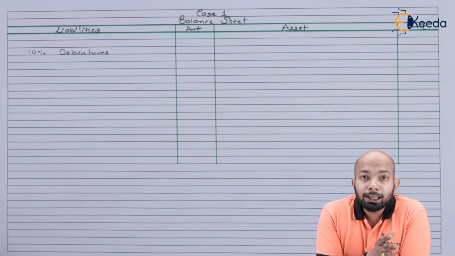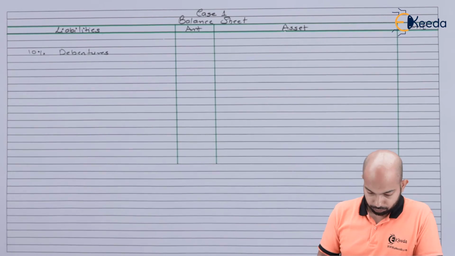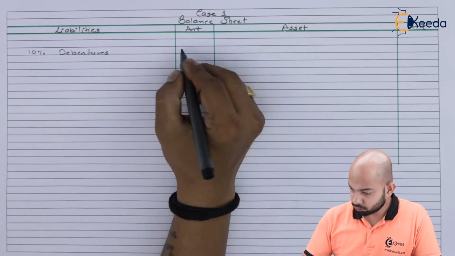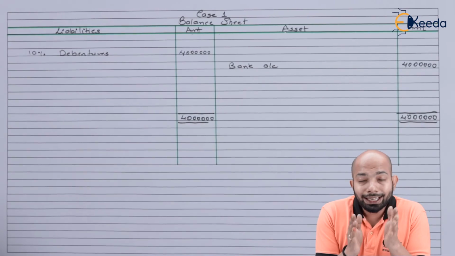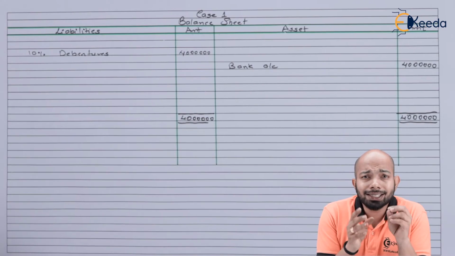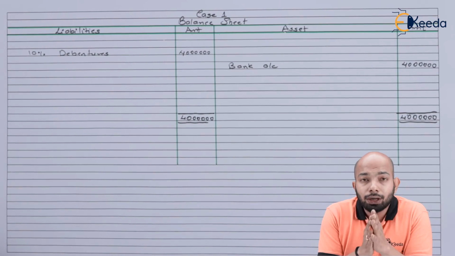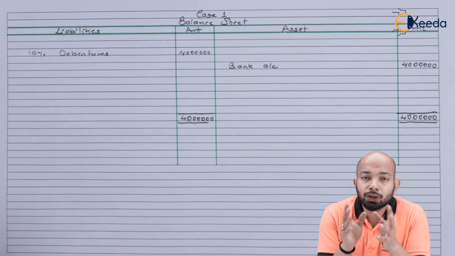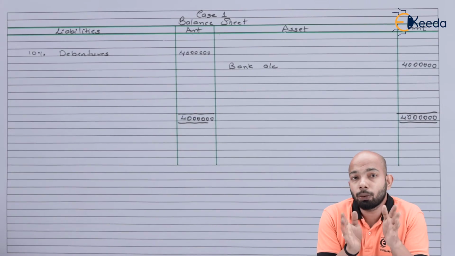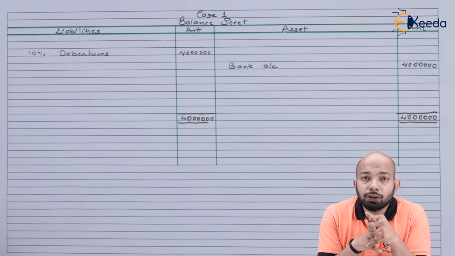While we are preparing the balance sheet, the first case will refer to 10% debentures. Let's mention the amount there. So case 1 balance sheet has been prepared. It's a simple balance sheet. Whatever debenture capital we have will be equivalent to the bank account, because there are no big or complex transactions mentioned here. So this is what we had to discuss.